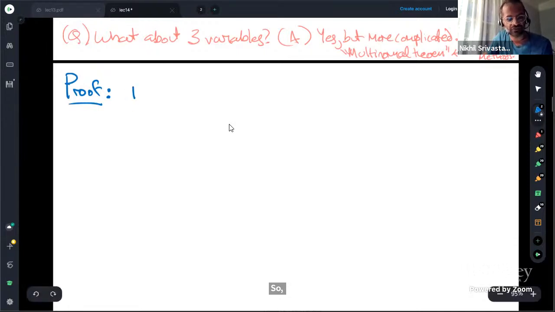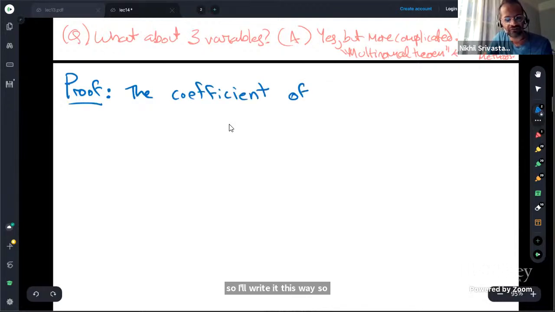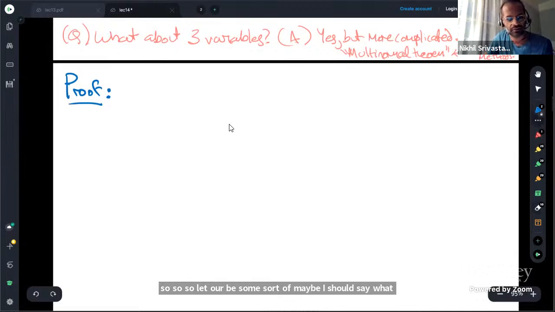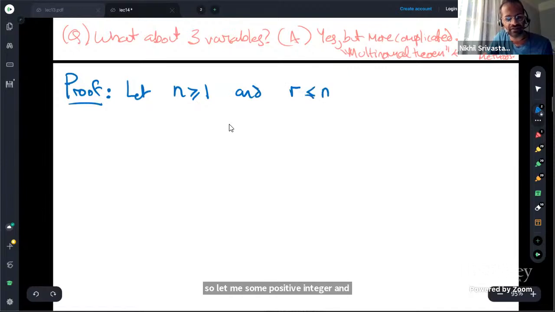So I'll write it this way. The coefficient of... so let R be some... I should say what n and R are. Let n be some positive integer and R be some integer less than n, but at least 0.